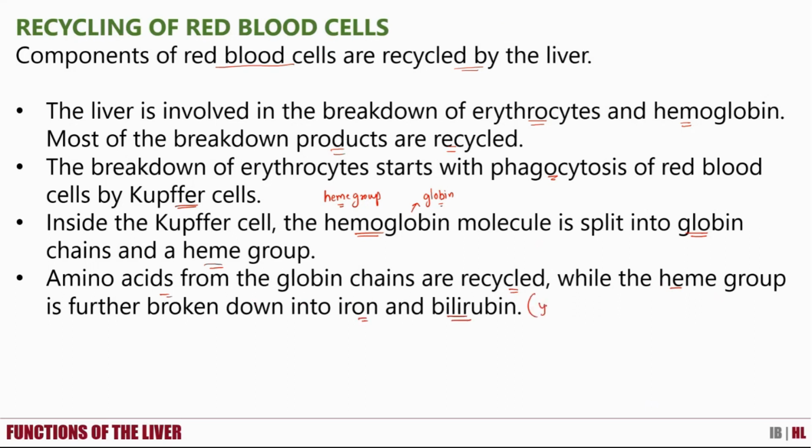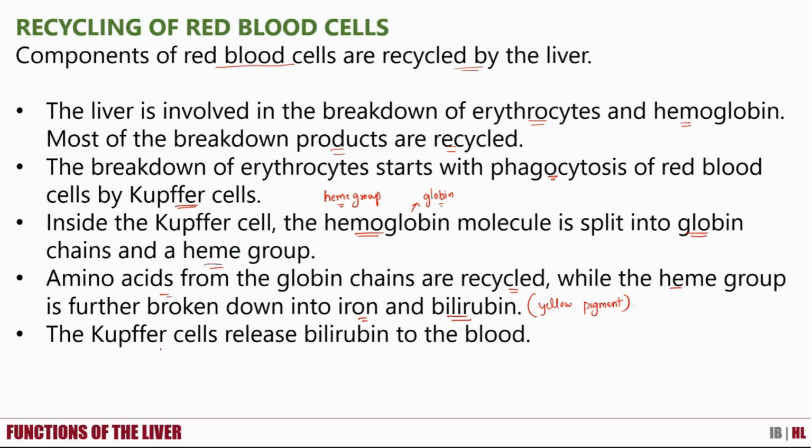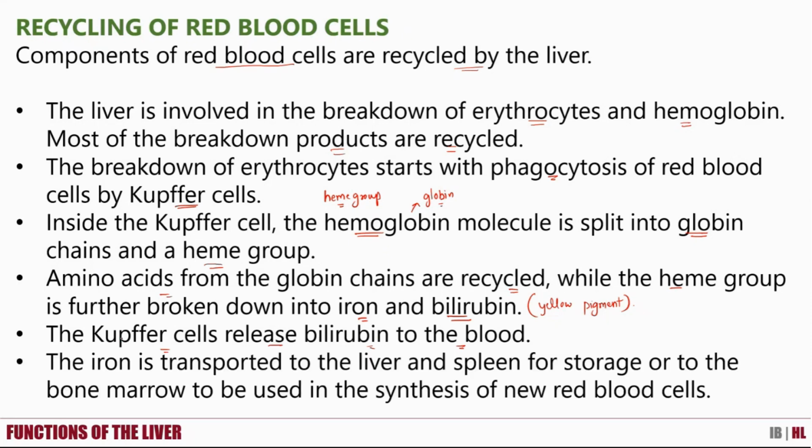Bilirubin is again a pigment. Which type of pigment? Yellow pigment. When the concentration of bilirubin is high in the body, your body may appear yellow in color. Now, Kupffer cells release bilirubin into the blood, and then this blood goes to your kidney, where through excretion it can be removed. And what about the iron? The iron is transported to the liver and spleen for storage. Why is it stored? So that whenever we are producing new RBCs, this iron can be used again.